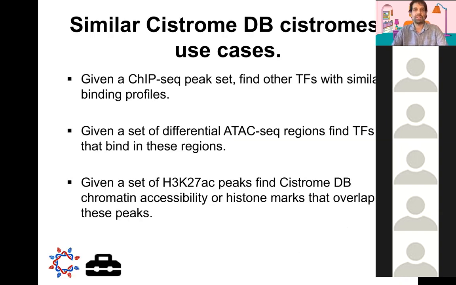There are several scenarios where this might be useful. For example, you might have a ChIP-seq peak set, and you might be interested in other transcription factors with similar binding profiles. You might have done some ATAC-seq experiments, and you have some differential ATAC-seq regions, and you want to know what transcription factors are binding in these regions. You could just upload the file of the differential ATAC-seq regions, and then you could get some ideas of what the TFs might be which regulate that. So that's a pretty useful function.